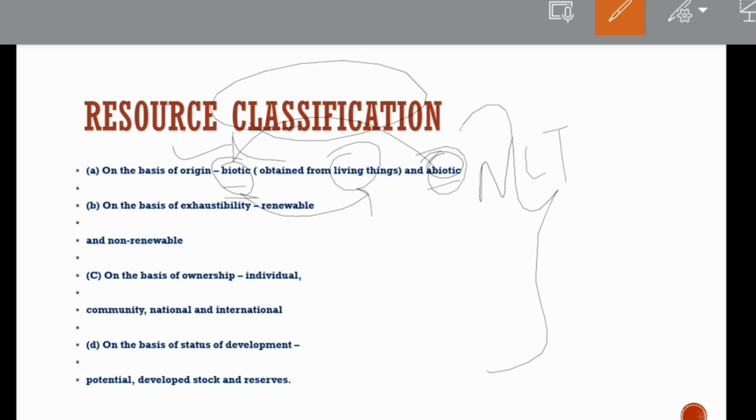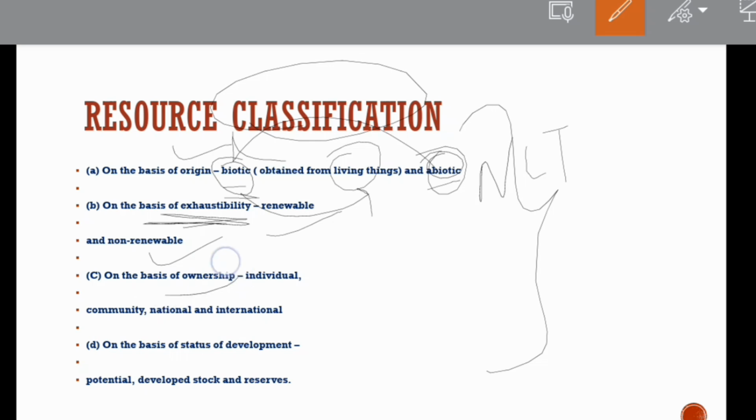The second categorization is on the basis of exhaustibility. What is the meaning of exhaustibility? The ability to replenish. For example, renewable resources and non-renewable resources. Renewable resources are also called replenishable resources.